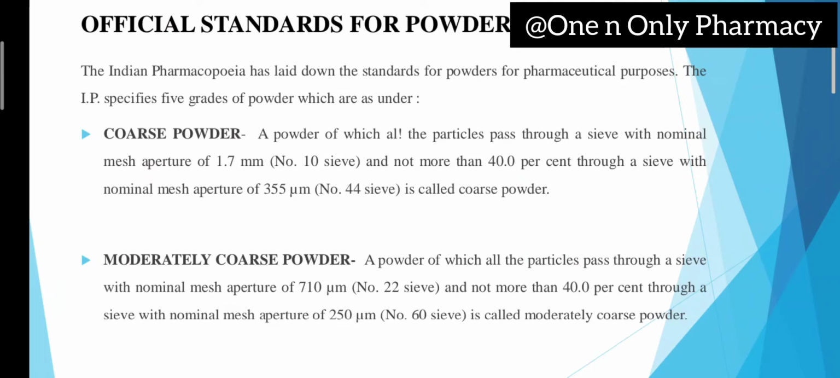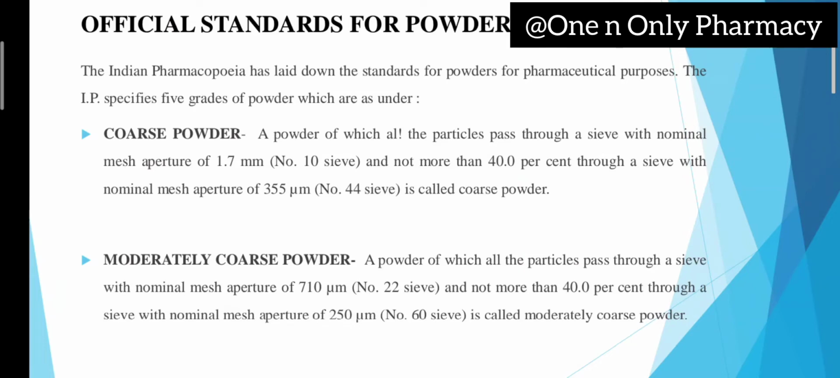The Indian Pharmacopoeia has laid down the standards for powders for pharmaceutical purposes. The IP specifies 5 grades of powder, which are as under: coarse powder, moderately coarse powder, moderately fine powder, fine powder, very fine powder. First, coarse powder: a powder of which all the particles pass through a sieve with a nominal mesh aperture of 1.7 mm, that means number 10 sieve, and not more than 40% through a sieve with nominal mesh aperture 355 micrometer, number 44 sieve, is called coarse powder.